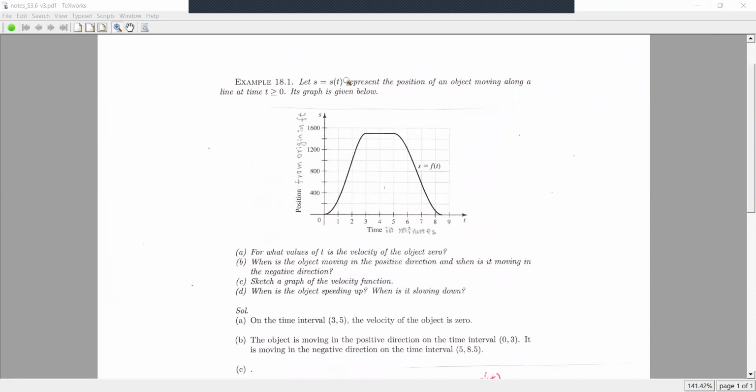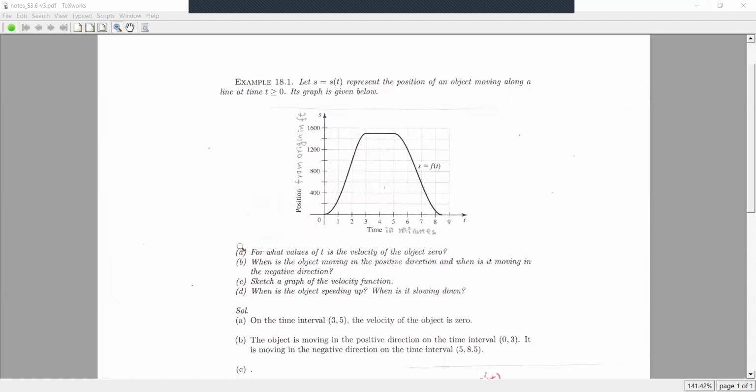Let s(t) represent the position of an object moving along a line at time t. In this position function, time is measured in minutes, and position is measured in feet. The graph of the position function is given by this curve.